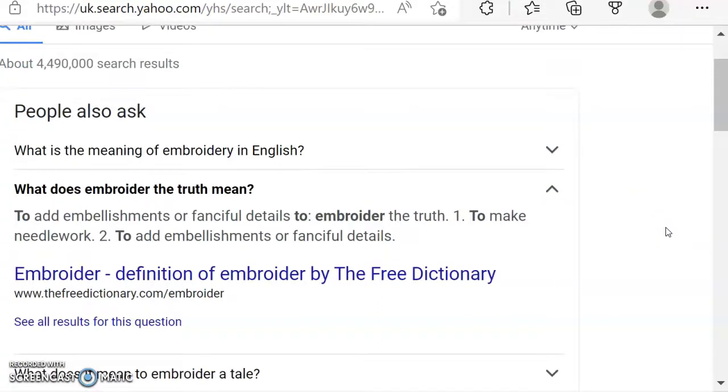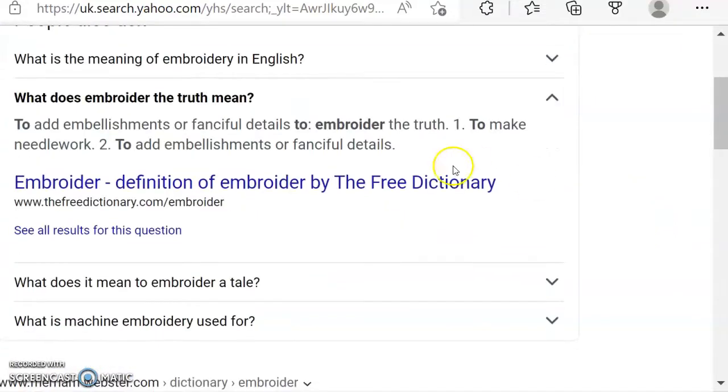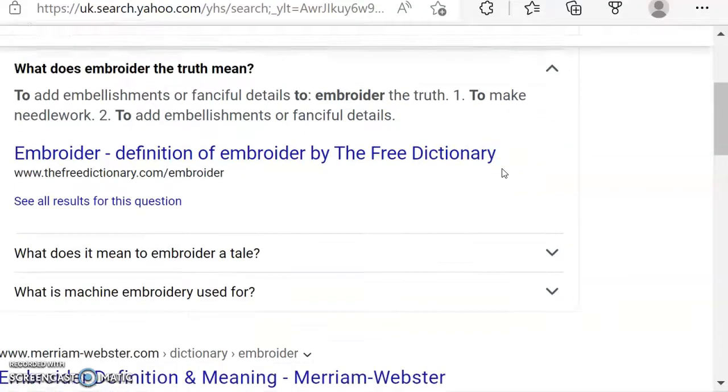We're just going to start with the meaning of embroidery, right? To embroider the truth, to add embellishments or fanciful details, to make things up. Basically to fabricate, lie, make something up. To embroider.